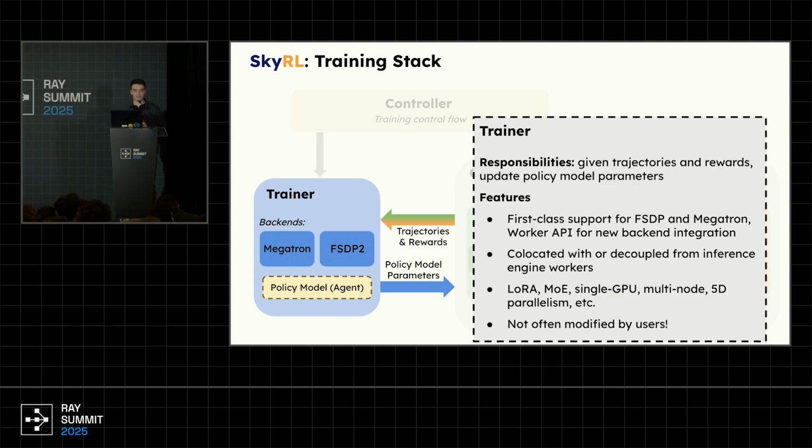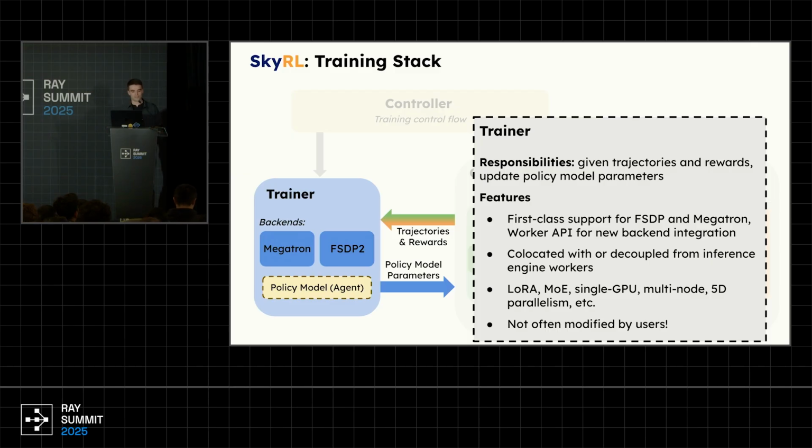Its goal is just to update policy parameters based on trajectories and rewards. Some of the features inside SkyRL now: we have first-class support for FSDP and Megatron. But we also want to enable folks to either make modifications to or implement their own training backends based on their use case. So we do have a training worker API that allows folks to integrate other backends.